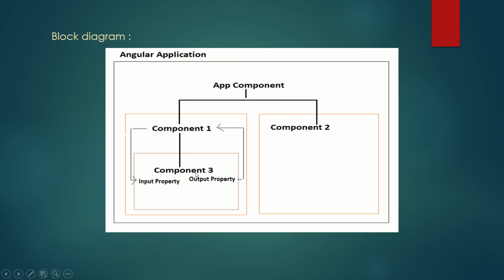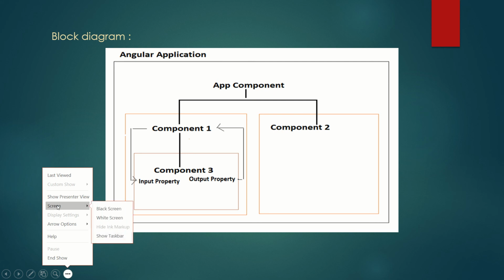Here component 3 has an input property and an output property. If it has the input property, it can get the data from the parent component. If it has the output property, it can pass the data to the parent component. Let us try to understand all this with a simple example program.